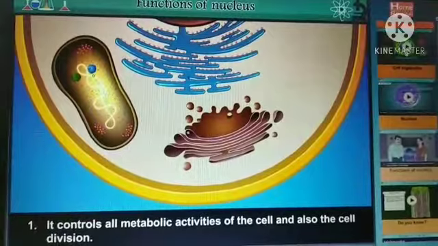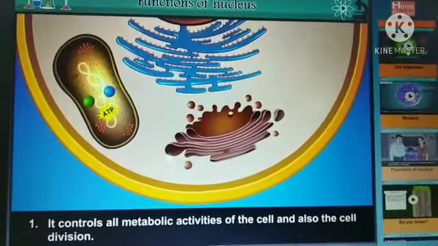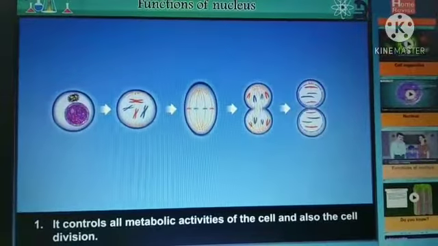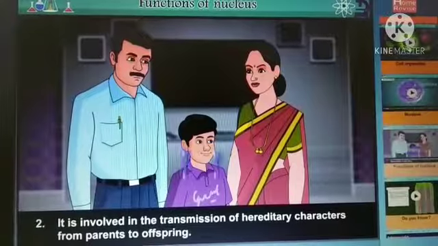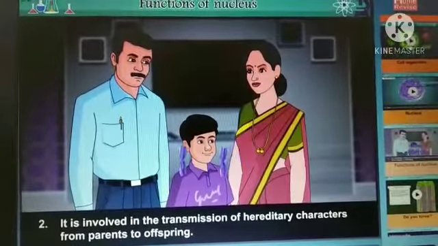Functions of nucleus. First, it controls all metabolic activities of the cell and also the cell division. So you can see the cell division. It is involved in the transmission of hereditary characters from parents to offspring.